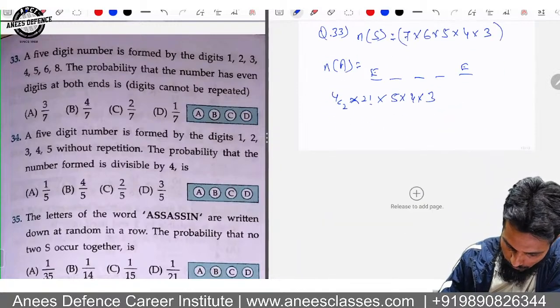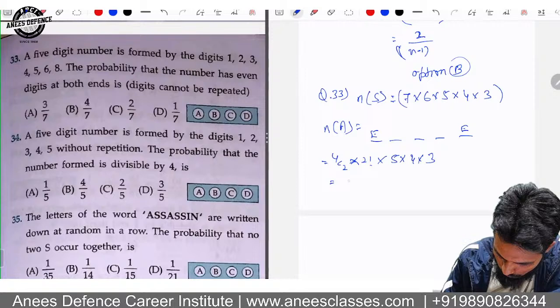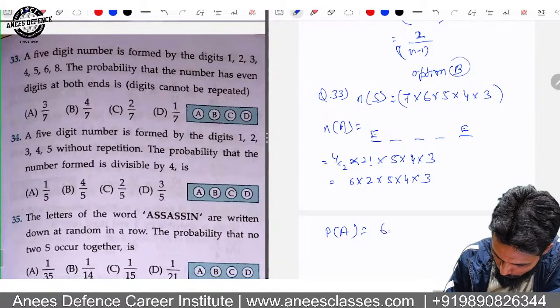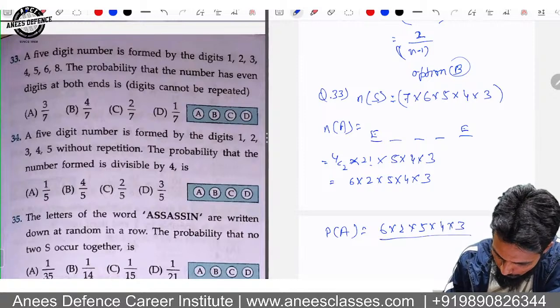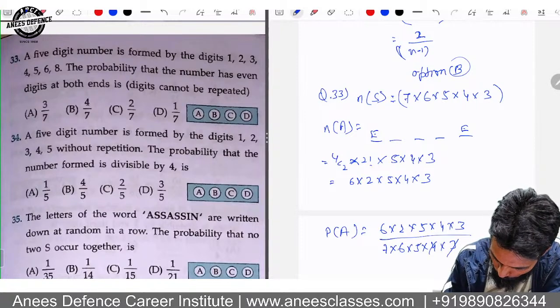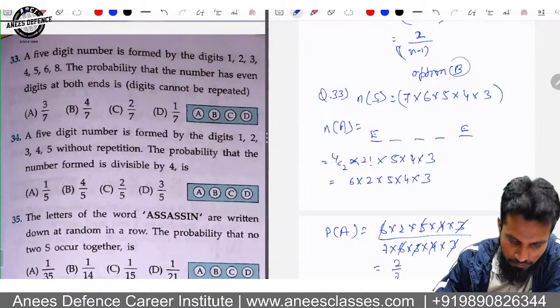So just solve it. What value are you getting? 4C2 is equal to 6, 2 factorial is 2, then 5, 4, 3. So the probability will be 6 into 2 into 5 into 4 into 3 all divided by 7 into 6 into 5 into 4 into 3. 3, 4, 5 cancel each other, 6 cancels, and we get 2 by 7. Yes, correct. C.